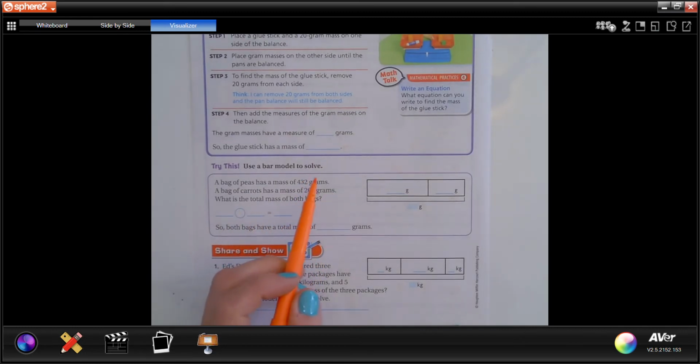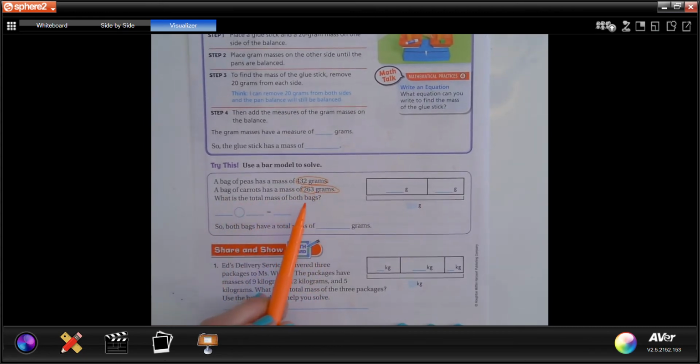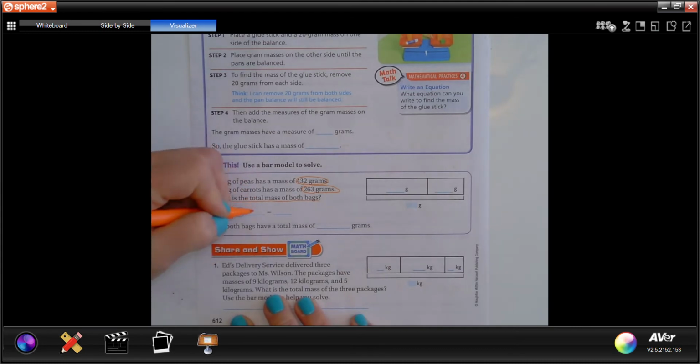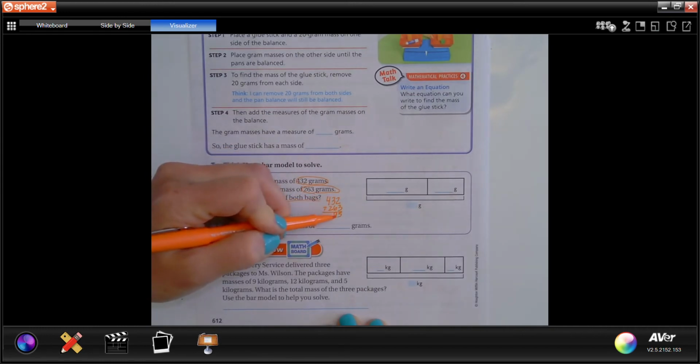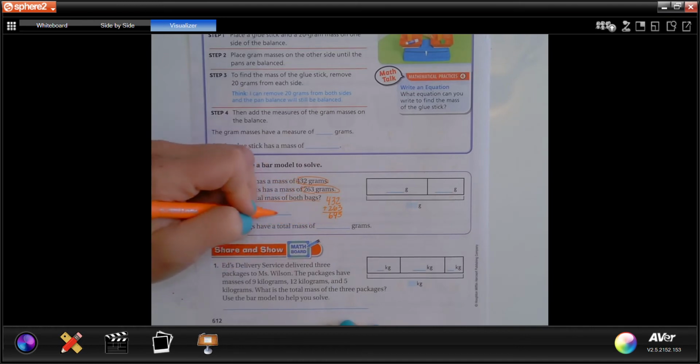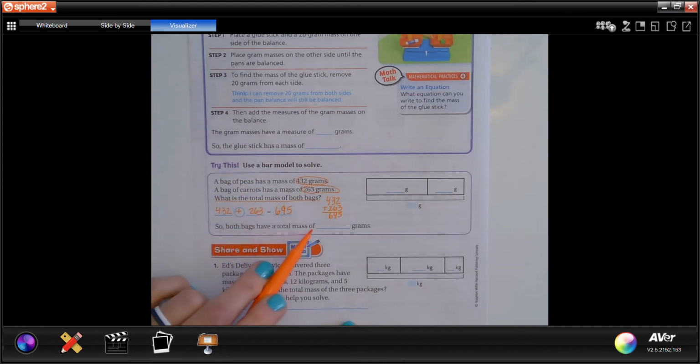Well, we know that the peas are 432 grams, the carrots are 263 grams. We want to know the total of both of them all together. So we're going to add these together. So 432 plus 263. I like to do my math this way. 432 plus 263. 2 plus 3 is 5. 6 plus 3 is 9. 4 plus 2 is 6. So we have a total of 695 grams.